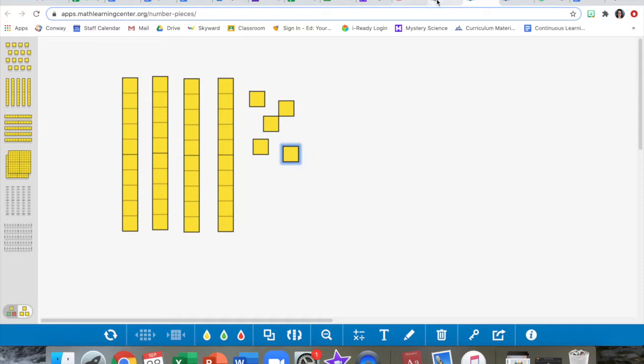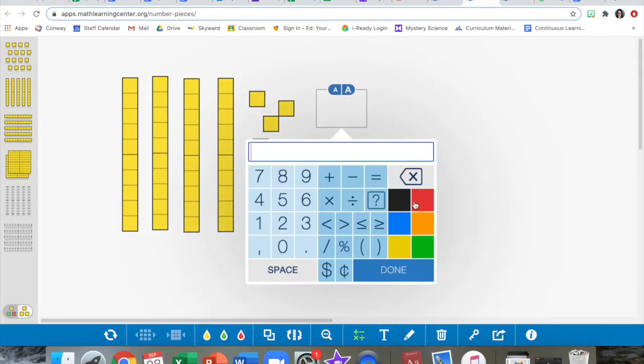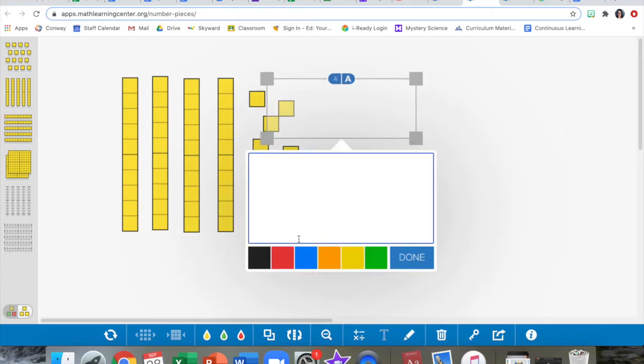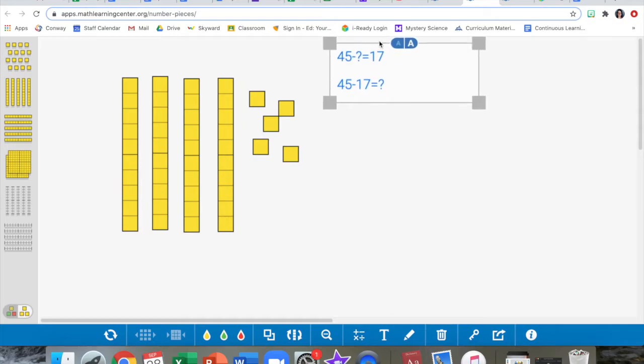Now, 45 minus something is 17 is a little tricky because I can't take away a mystery number. But from knowing my fact families, I know that if 45 minus something equals 17, and that's what I'm trying to solve, I can use the other number in the fact family, 45 minus 17 equals something. And that one I can do with the base 10 blocks. So this was my equation that matched the story, but this is the one I'm going to use to actually figure out the answer.